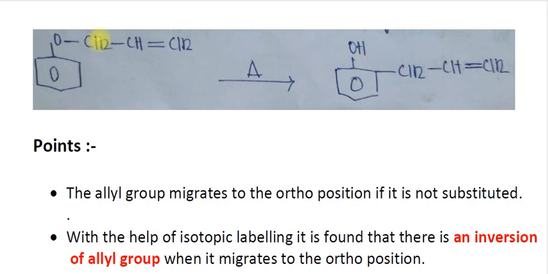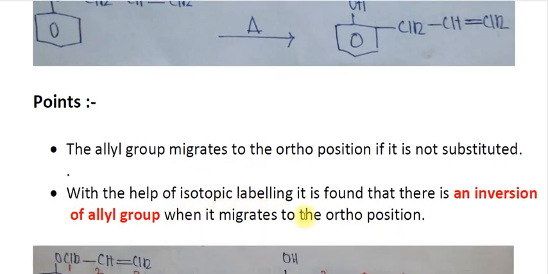If the ortho position is vacant, the allyl group is substituted at the ortho position. Why? Just because the ortho position is already vacant there. That is why the allyl group is getting properly substituted on the ortho position. If it is already substituted, then it will not go to that ortho position. Instead, it goes to another position.